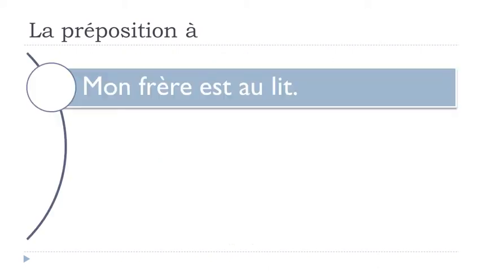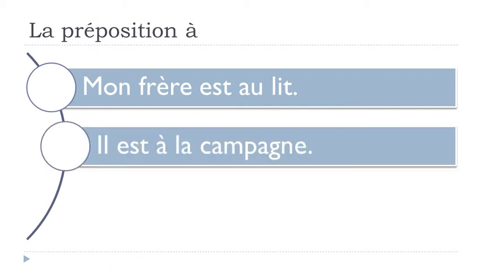Let's see now the second category, and it will be this in concept. The first one, mon frère est au lit. Mon frère, my brother, is au lit, in bed. Lit is bed. Mon frère est au lit. Second example, il est à la campagne. Campagne, country, countryside. Il est à la campagne.